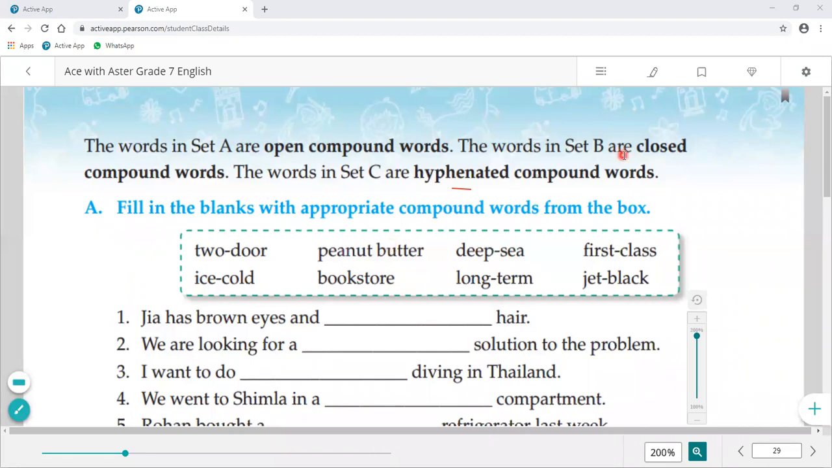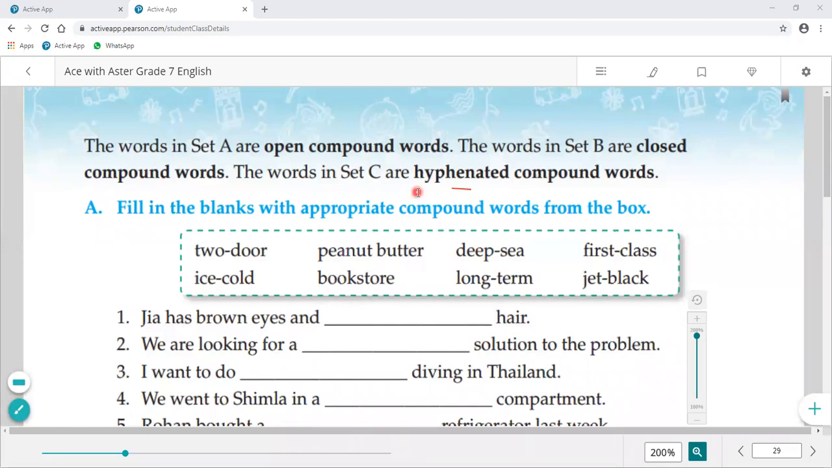And next is closed compound. It is used to join two words to form a single word. यानी इन दो words को एक साथ join कर दिया जाता है और उसका एक single word में हम pronunciation बोलेंगे या फिर pronounce करेंगे. Like notebook, or bookstore. Over here, this is called a closed compound word. Closed compound word क्या होता है? दोनों words को एक साथ join कर दिया जाता है. That is called closed compound words.